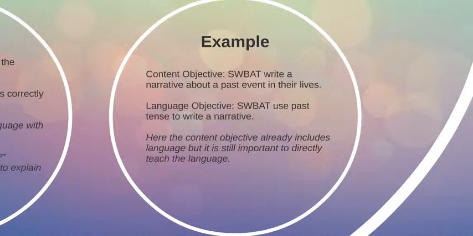Sometimes, language is already involved in the content of the lesson. For example, if the content objective is students will be able to write a narrative about a past event in their lives, and the language objective is students will be able to use past tense to write a narrative, these objectives are very related. However, it is important for the teacher to still directly teach the language needed for the lesson, in this case, past tense.